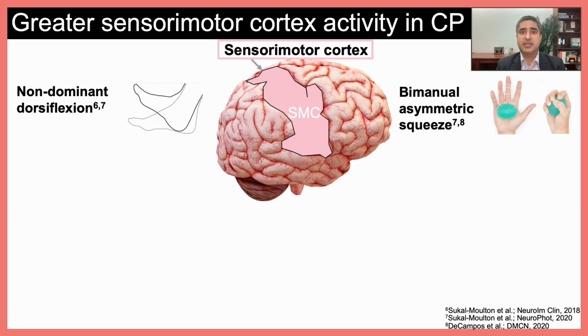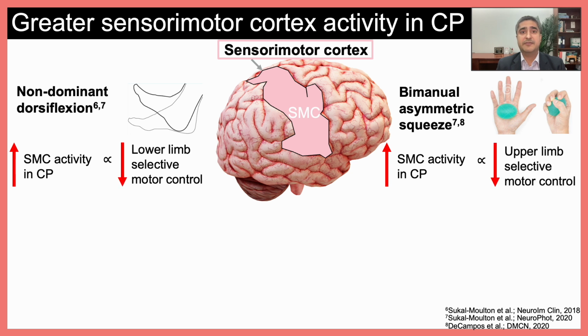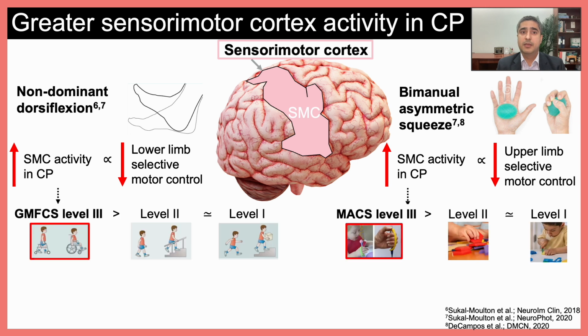Sensory-motor cortex activity was assessed during ankle dorsiflexion and asymmetric squeezing tasks. Greater activity was seen in CP compared to controls for both tasks, with higher activity related to worse selective motor control in the respective limb. Activity levels scaled with greater functional impairment, being greater in those at GMFCS and MACS level 3 compared to those at levels 1 and 2, who were more minimally impaired.